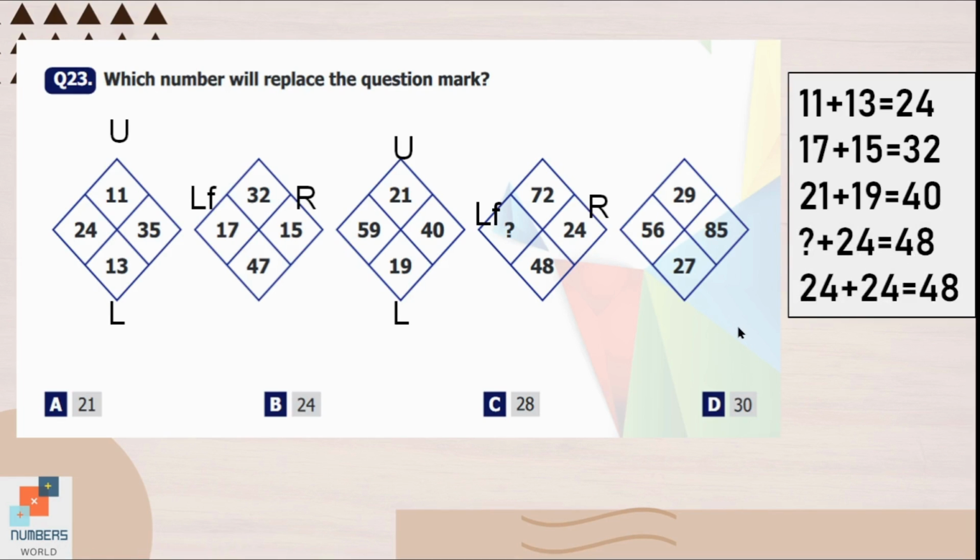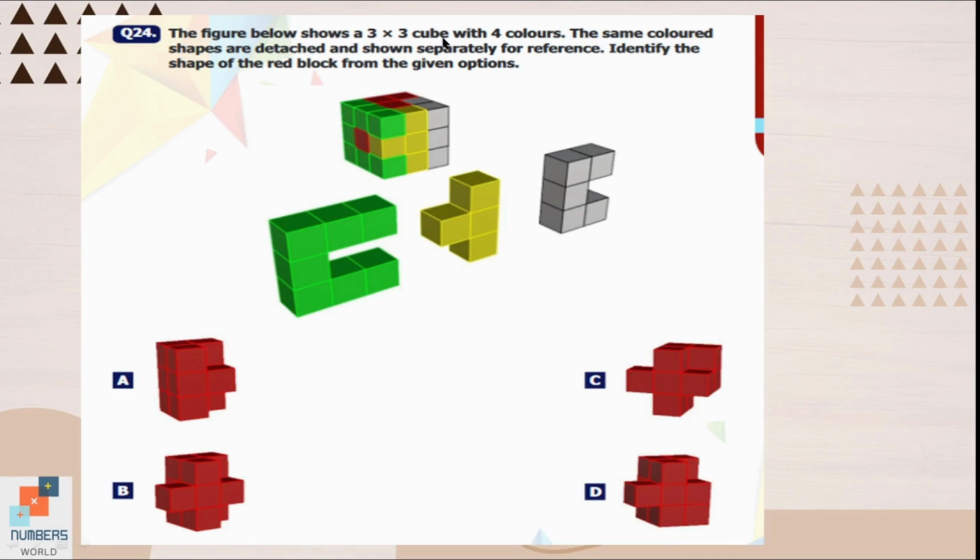So option B is our correct option. Number 24, the figure below shows a 3 by 3 cube with 4 colors. The same colored shapes are detached and shown separately for reference. Identify the shape of the red block from the given options.